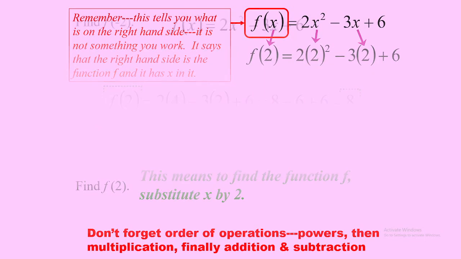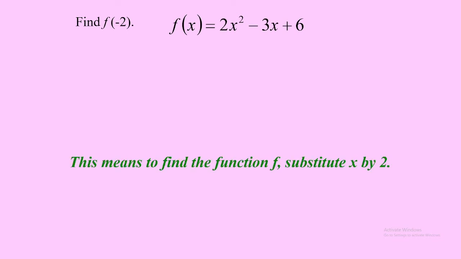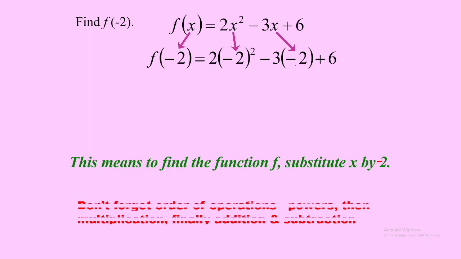Let's have another example. So I have here a function notation, and I want to find the value of the function where x is equal to negative 2. So take note, I will be substituting x by negative 2. So this becomes negative 2, negative 2, negative 2. And again, you apply the PEMDAS rule.